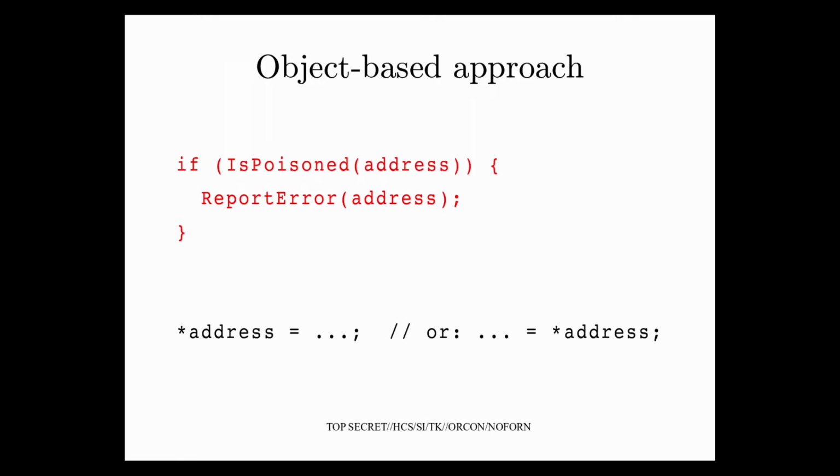The general idea in the object-based approach is that for every object in memory, you know whether that's a valid object or not, which translates into for every address in your address space, you know whether there's a valid object there or not. And all you do is look up whether the address is good or not.